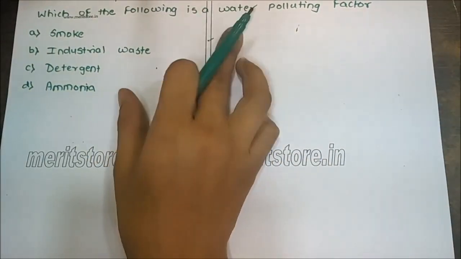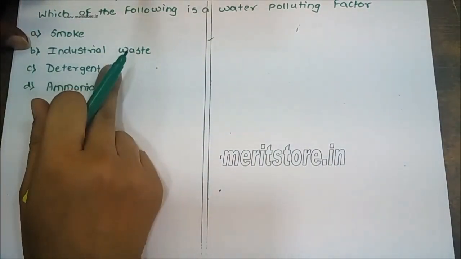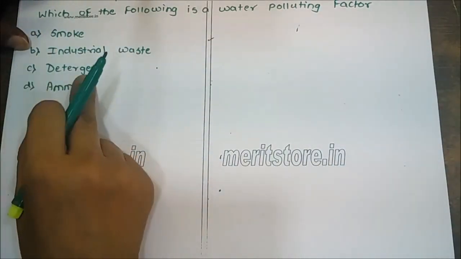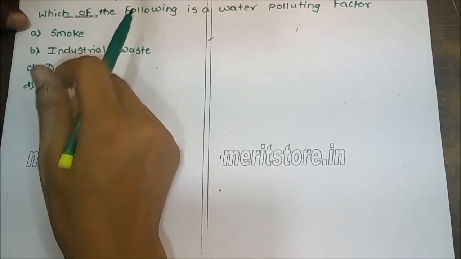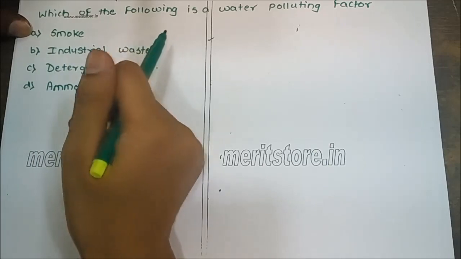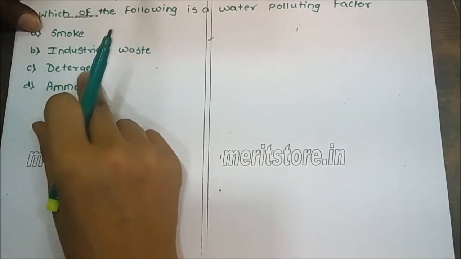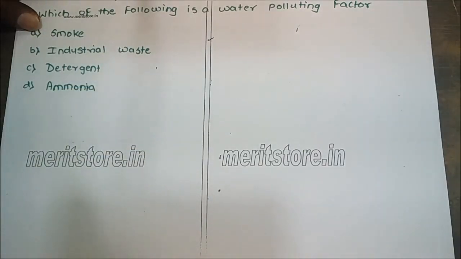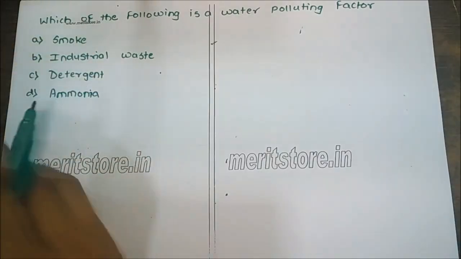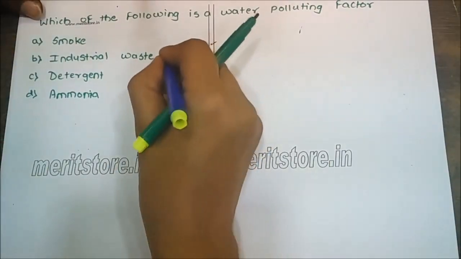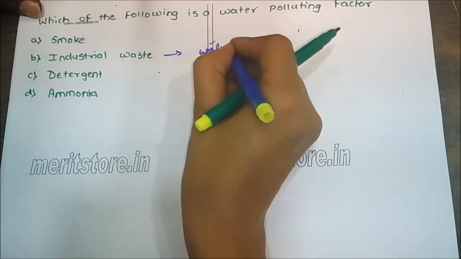Which of the following is a water polluting factor? A is smoke, B is industrial waste, C is detergent, and D is ammonia. Smoke is the cause of air pollution. Ammonia is also a cause of air pollution. Industrial waste and detergents both are the cause of water pollution, but the main cause is industrial waste. By these industrial wastes, the water is heavily polluted.